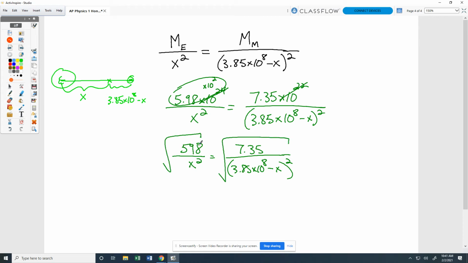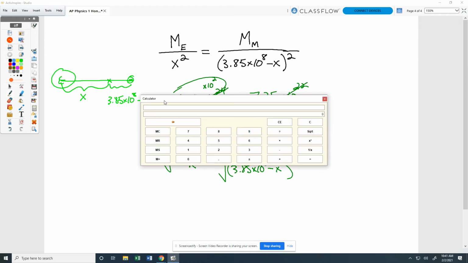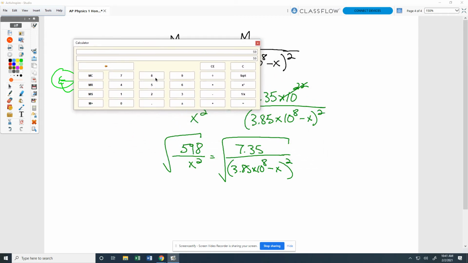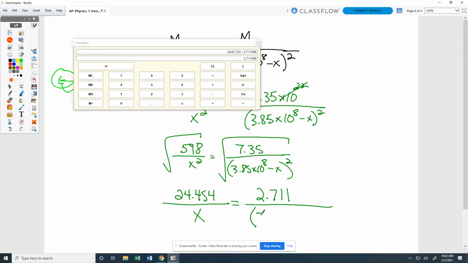When I do that, I have the square root of 598. So if I pull out my handy-dandy calculator, the square root of 598 is 24.454. So I'm going to put that on top: 24.454 over, and it's just plain over x. On the other side, I have 7.35 square rooted, which is 2.711. And then on the bottom, I just have this 3.85 times 10 to the 8th minus x.